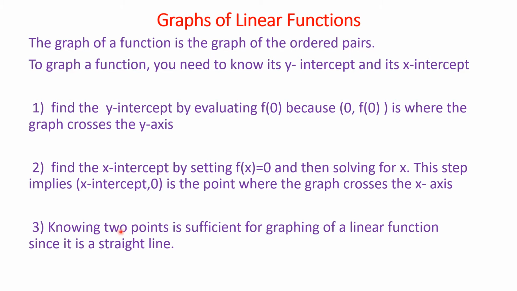Knowing 2 points, the first point is (0, f(0)). The second point is the x-intercept, (x, 0). Knowing 2 points is sufficient for graphing a linear function, since a linear function is a straight line.